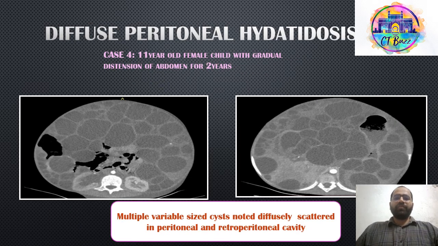Next case is the diffuse peritoneal hydatidosis. It is an 11-year-old female child with gradual distension of abdomen for 2 years. We can see multiple variable sized cysts diffusely scattered in the peritoneal and the retroperitoneal cavity.